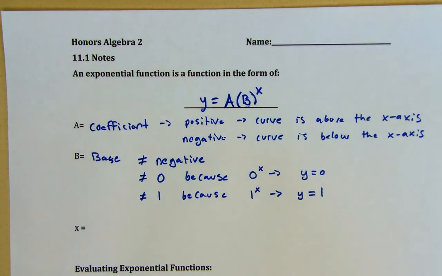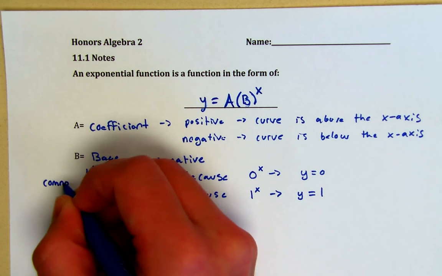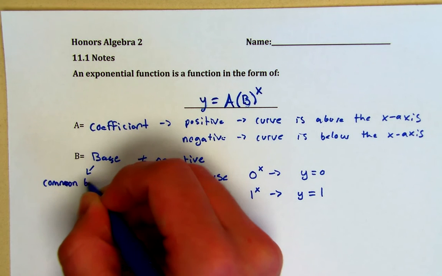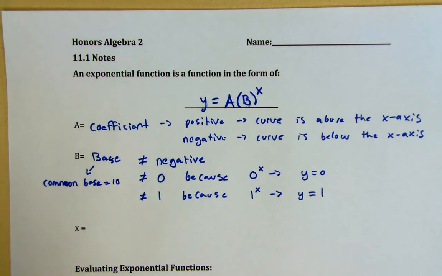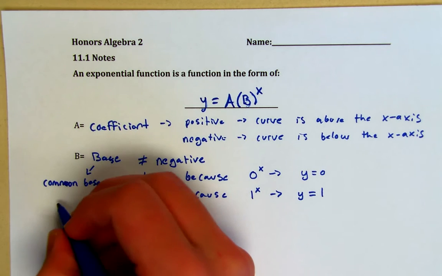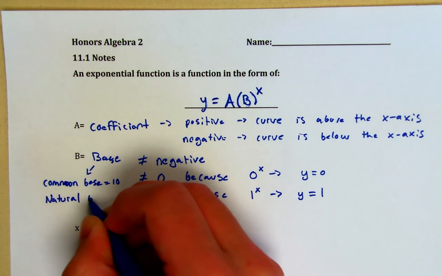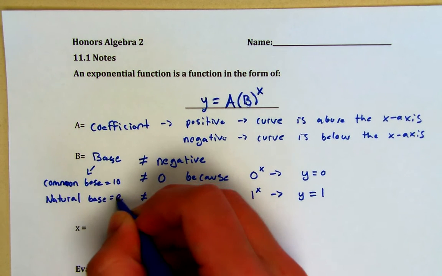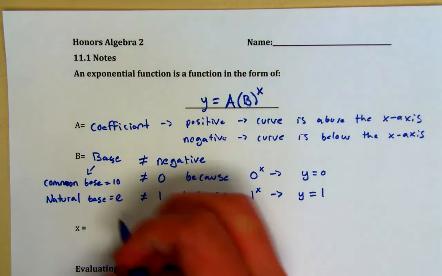There are a few bases that we know. In math, the number system that we've been working with is the common base, which is 10. Today, you're going to be introduced to something called e, which is the natural base. E is just like pi, but we'll come back to that in a second.